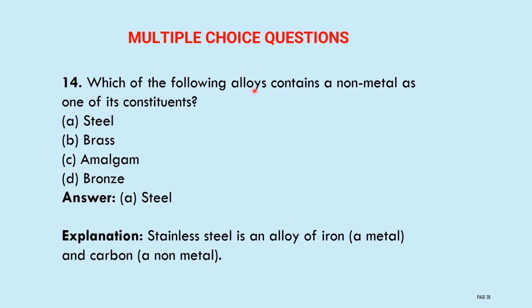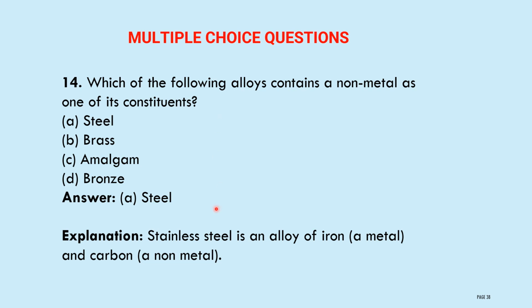Which of the following alloys contains a non-metal as one of its constituents? Option A, steel. B, brass. C, amalgam. D, bronze. Answer is steel. What is meant by an alloy? An alloy is a combination of two or more metals or a combination of metal and non-metals. Alloys are very strong compared to metals, because an alloy is a combination of metal or metal and non-metal. Then it gives extra strength to the metal.